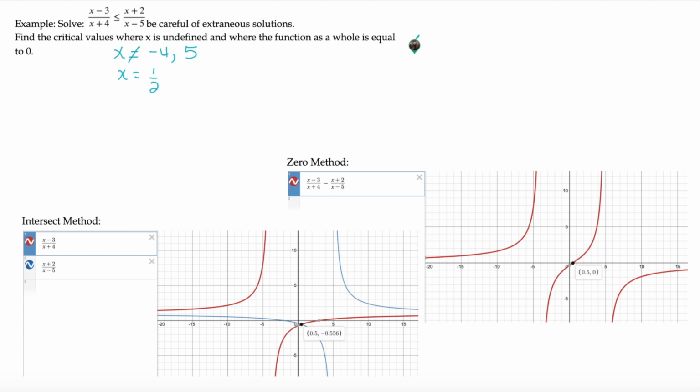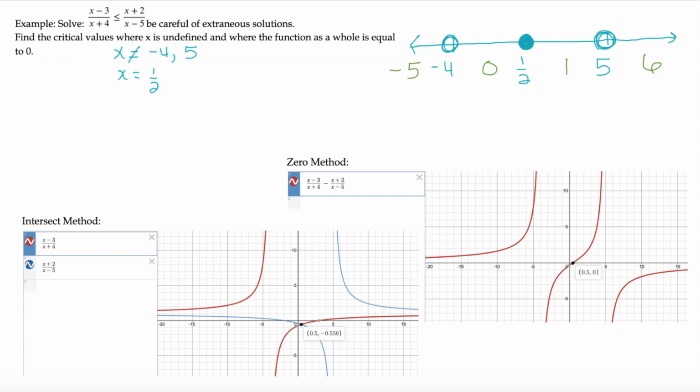Let's create our x-axis here, where I'll use my critical values and create a number line of sorts. I know that x cannot be -4 and it cannot be 5, so we'll use open circles in these instances. And at half, it certainly can be, so I'm going to use a solid circle. I need some test values in my intervals. Let's use -5, 0, some nice easy values to help us out.